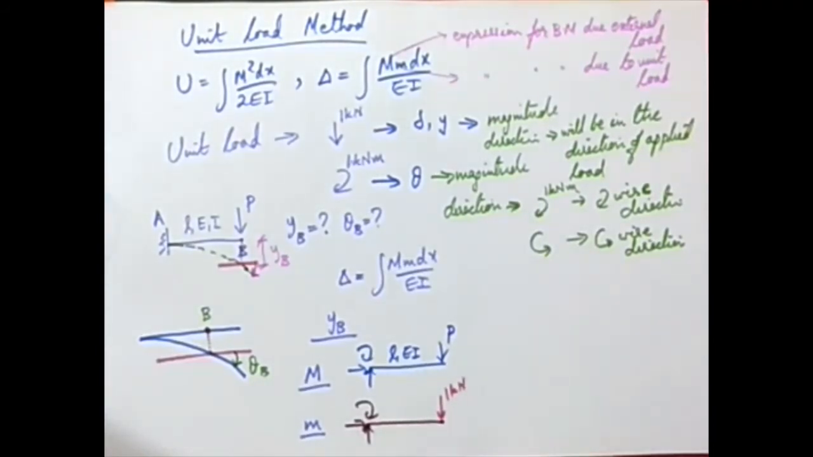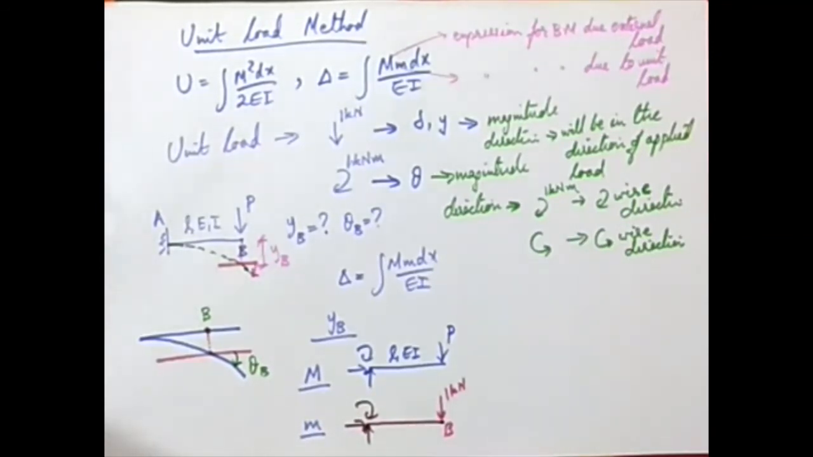Okay, the unit load is applied at point B, and as we want the deflection, it's a point load like this. So if you are able to plot these two diagrams, then half the part of the problem is over. Now what we have is the calculation part. Fine, so we have this.